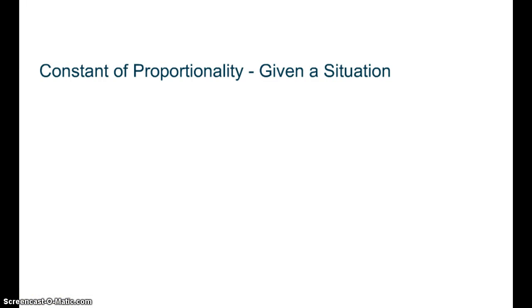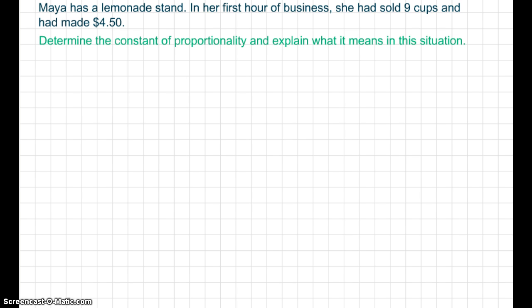Constant of proportionality given a situation. I'd like you to pause the video and write down this situation. Maya has a lemonade stand. In her first hour of business, she had sold 9 cups and had made $4.50. Determine the constant of proportionality and explain what it means in this situation. So write this down and see if you can determine the constant of proportionality.